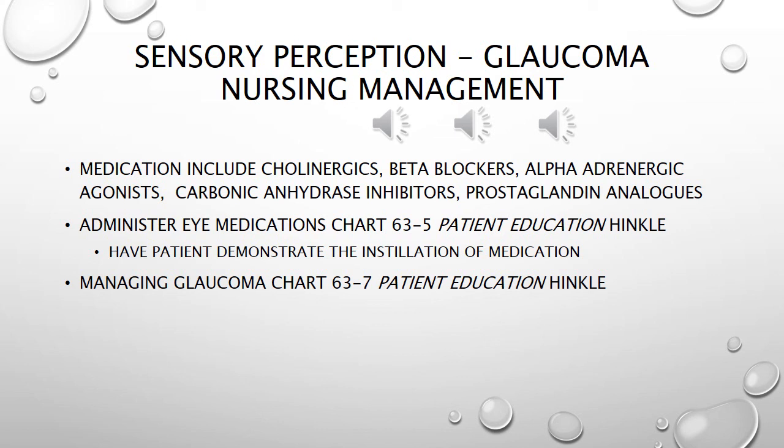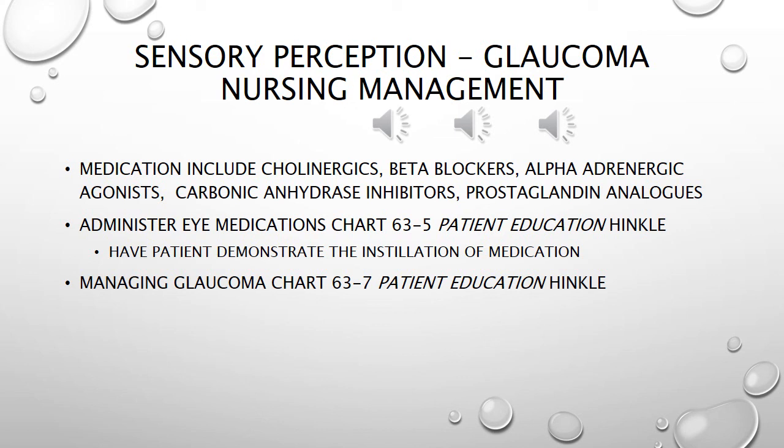Within the concept of sensory and the exemplar glaucoma, we'll continue the nursing management. Medications used in the management of glaucoma include cholinergics, which increase the aqueous fluid outflow by contracting the ciliary muscle and causing miosis, which is the constriction of the pupil, and the opening of the trabecular meshwork. Beta blockers are another medication which decrease aqueous humor production. Alpha adrenergic agonists decrease aqueous humor production also. And carbonic anhydrase inhibitors decrease aqueous humor production. And prostaglandin analogs increase uveoscleral outflow.